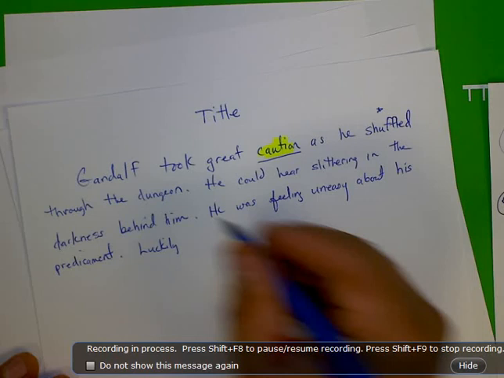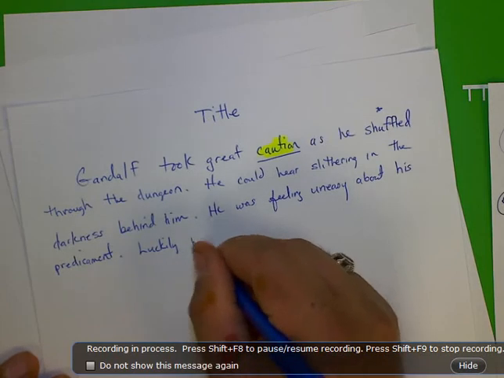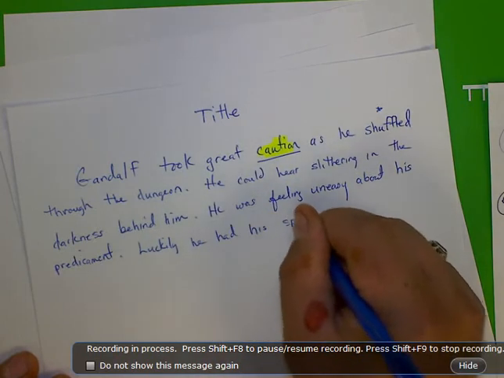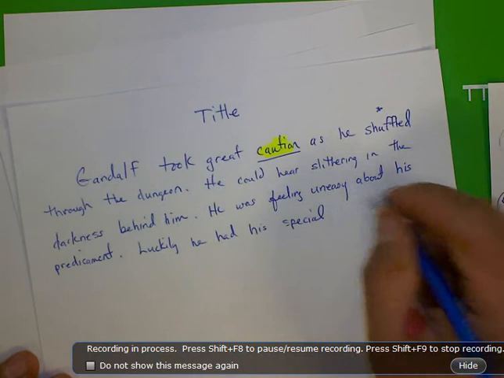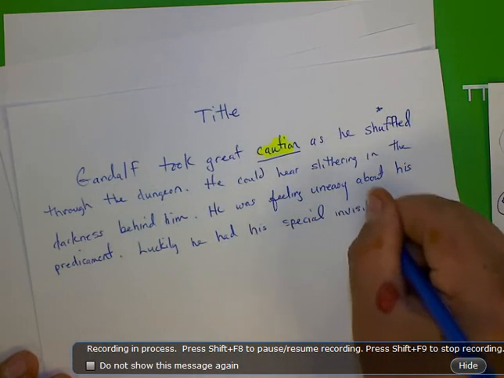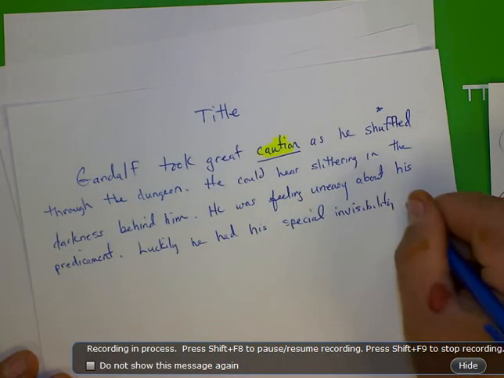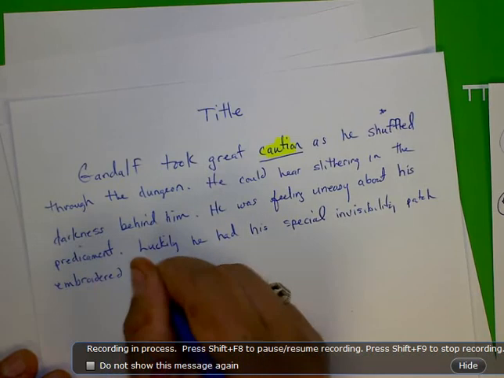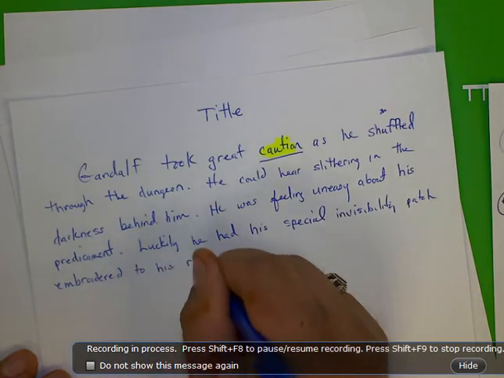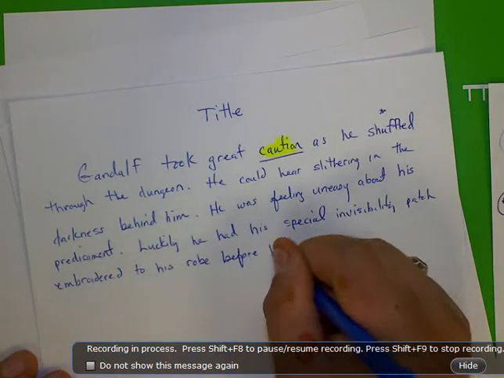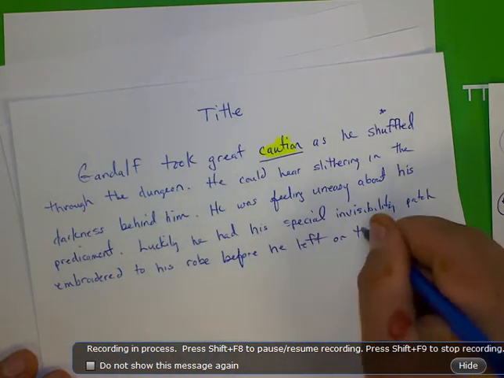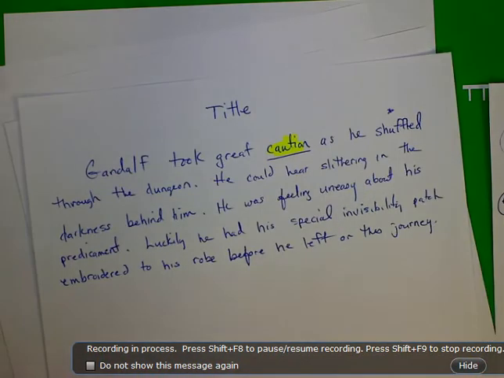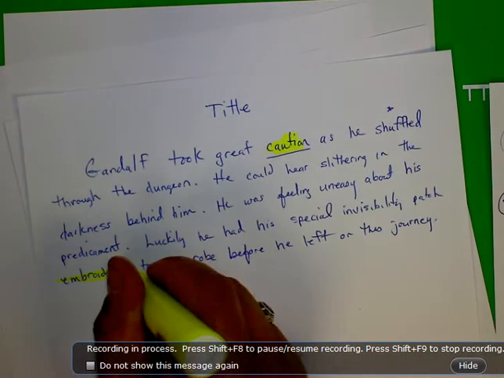So, luckily, he had his special invisibility patch embroidered to his robe before he left on this journey. Okay. And again, embroidered is here, so I'm going to highlight that.